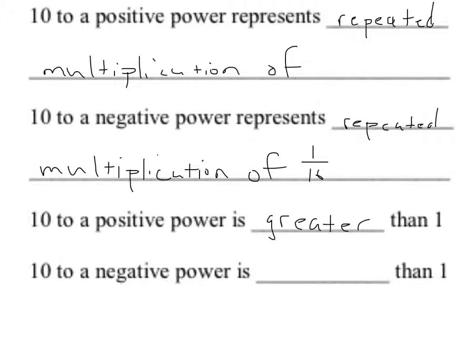And if we have 10 to a negative power, it's going to be greater than or less than 1? Less, because if we think about what's happening when we have the negative exponents for 10, that means we're multiplying by 1/10, which is the same thing as dividing by 10, which is going to make the numbers smaller and smaller and smaller. So if we're starting with 1/10, they're going to stay less than 1.